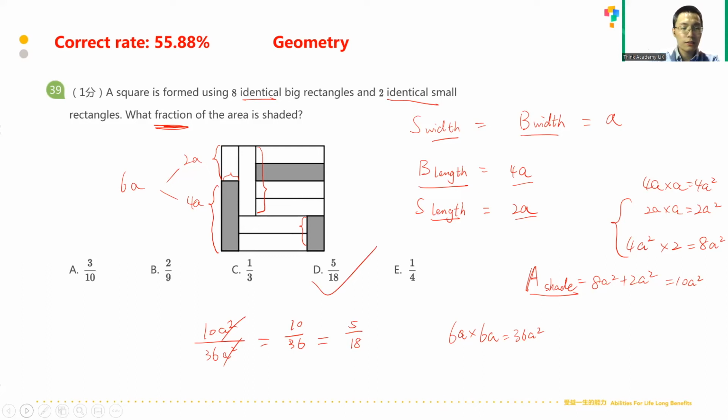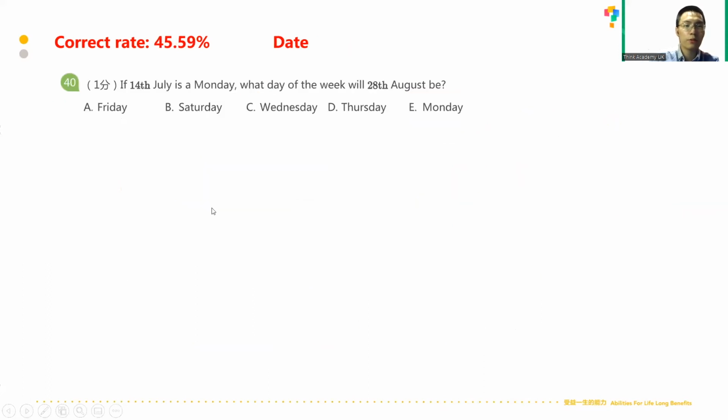Very elegant, this question. Let's move on to question number 40. If 14th of July is a Monday, what day of the week will 28th of August be? So for this type of question, this is a cycle. This is a cycle problem that involves dates.